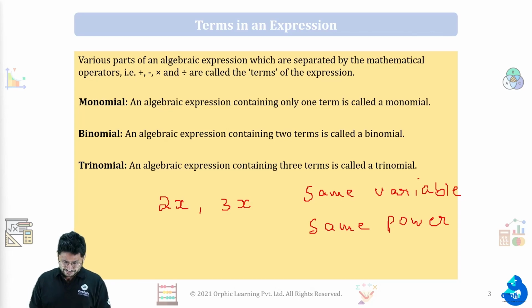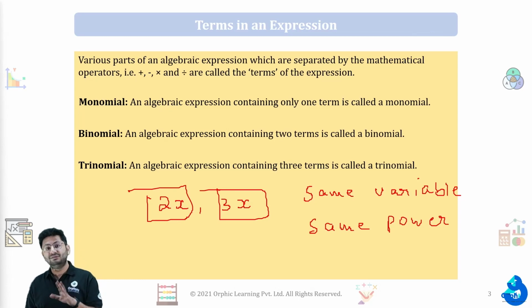For example, this 2x and 3x, in both of them the variable is x, so I would say that the first condition is fulfilled. And on both the variables, मतलब दोनों ही x पे, there is a power of 1. So I would say that the second condition is also fulfilled and both the terms are like terms.